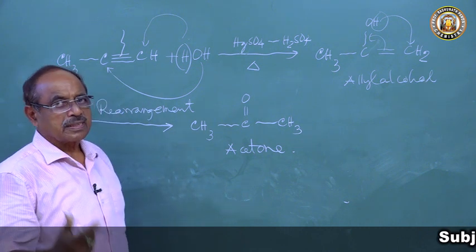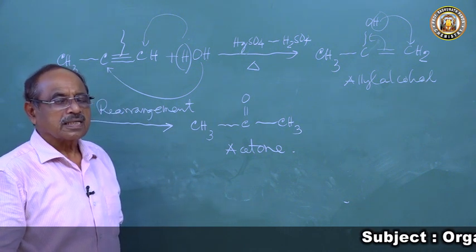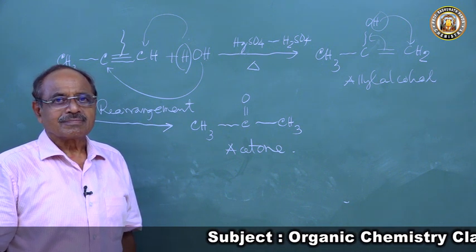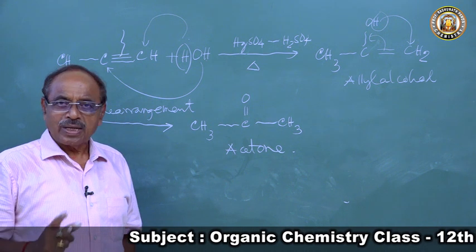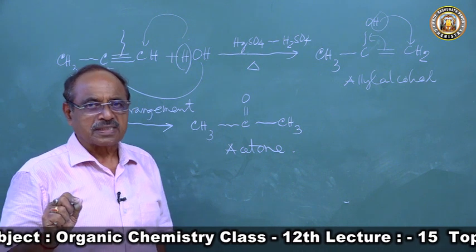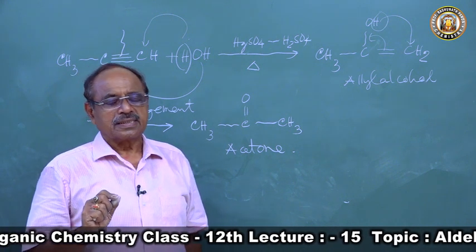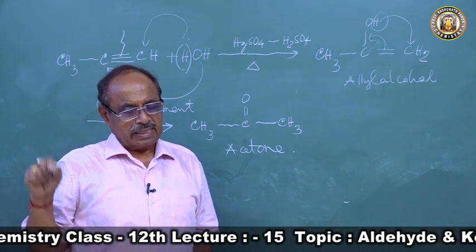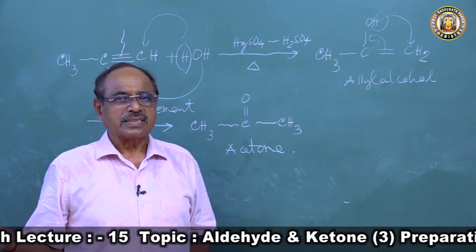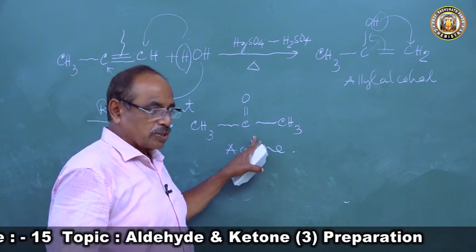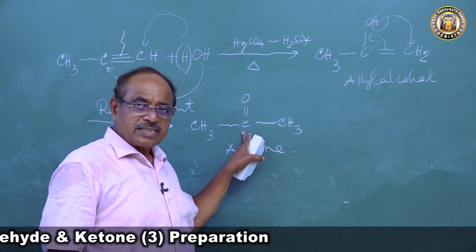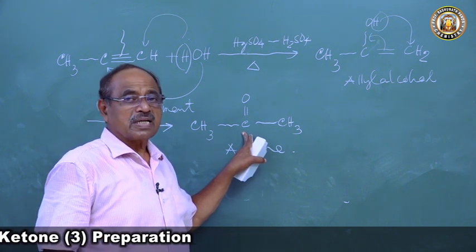Some student asked me last class, sir, why is acetone called acetone? I told you last class that aldehydes are named after the carboxylic acid. So it is an aldehyde of acetic acid, hence it is called acetaldehyde. Similarly, acetone is a ketone of acetic acid. If this acetone is oxidized, it forms acetic acid.